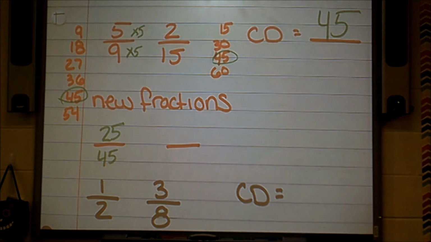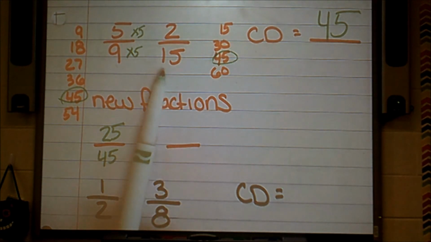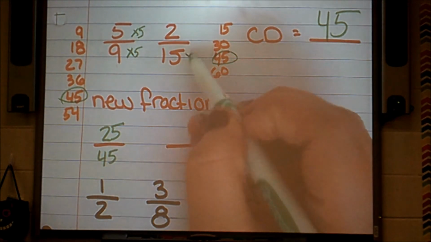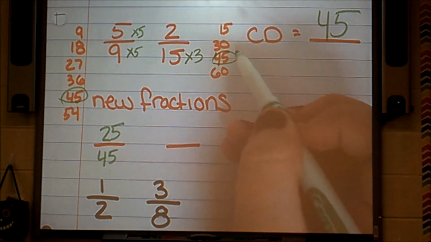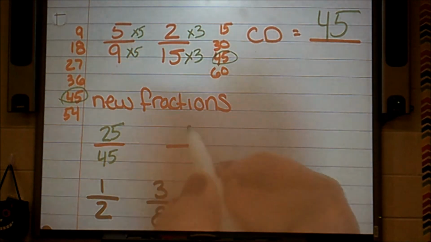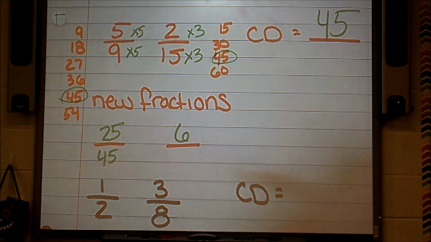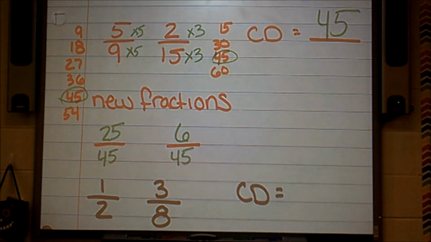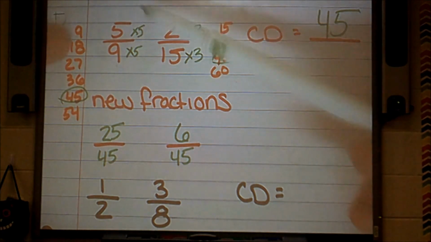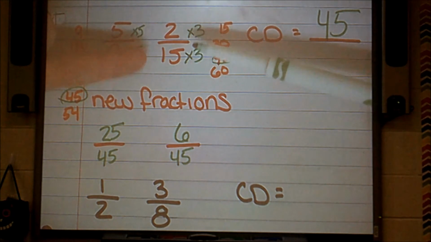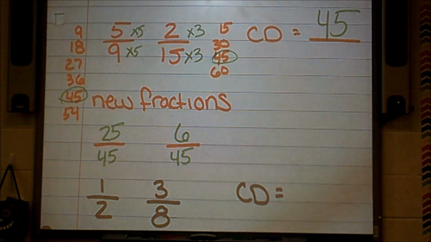Then I think, how do I get this 15 to have a denominator of 45? What do I multiply, the top and bottom? Well, I can multiply it by 3. 1, 2, 3. 2 times 3 is 6. And 15 times 3 is 45. So now 5/9 is equivalent to 25/45, and 2/15 is equivalent to 6/45.